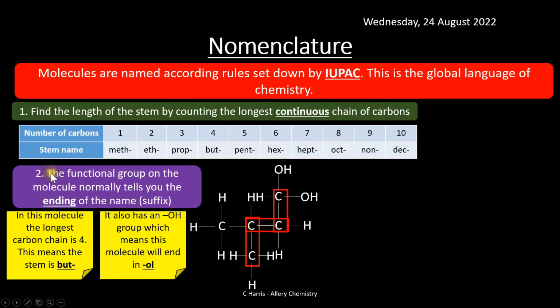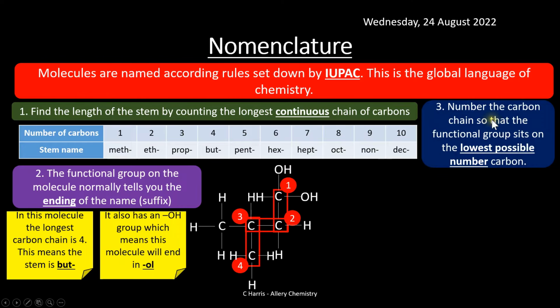Okay, so the functional group on the molecule normally tells you the ending of the name. So this is the suffix. It also has an OH group, as you can see on here. There's your OH group. So this means it will end in ol, because this is an alcohol. Okay, so we know it'll end in ol.